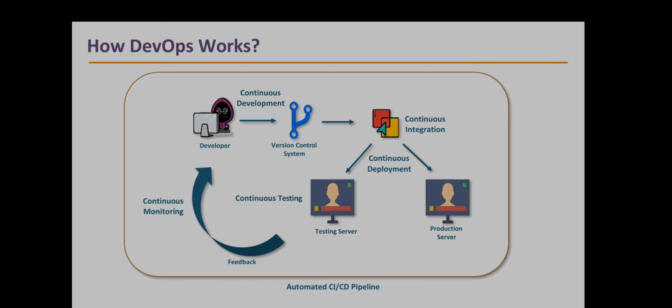So it will deploy into the testing servers. So it is called continuous testing, and then it will go into the production server. So if in continuous testing the test fails, then the feedback will go to the developer. So this is called continuous monitoring. So this is all about automated CI/CD pipeline.